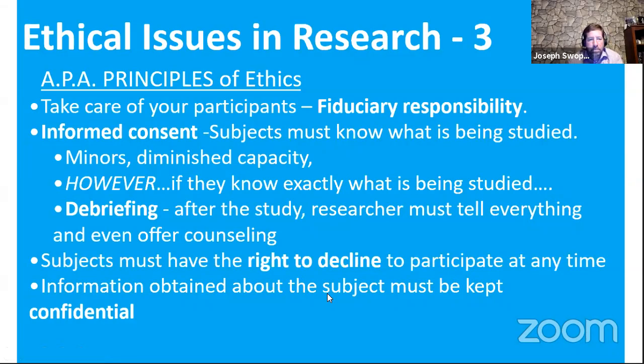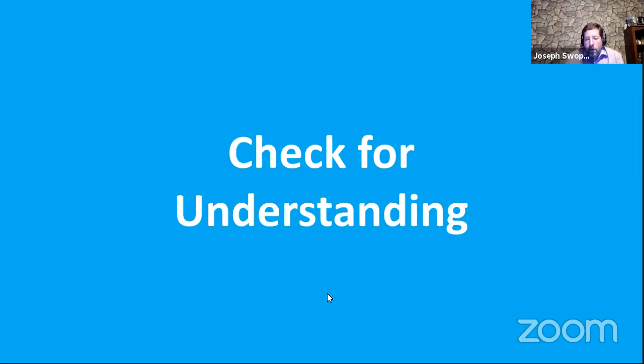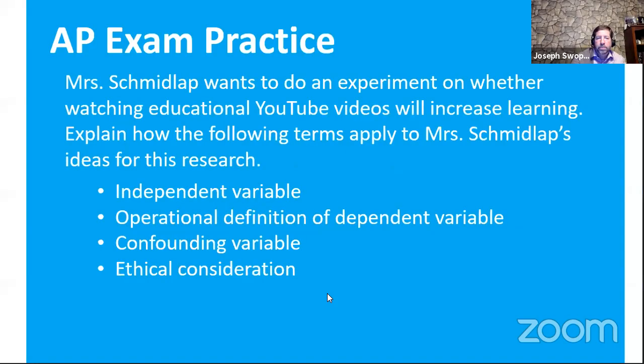Okay, so we're checking for understanding at this moment, and the idea is we threw a lot at you with ethics. There are several ethical guidelines. The most important, the overarching one, is of course, take care of your participants. And how do you do that? You give them enough information so they can willingly agree, and we call that informed consent. So those are probably the two most important things. Take care of your participants by informed consent. But every single one of those principles of ethics is important for guiding experimental research.